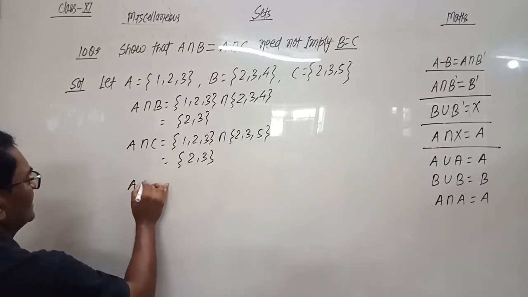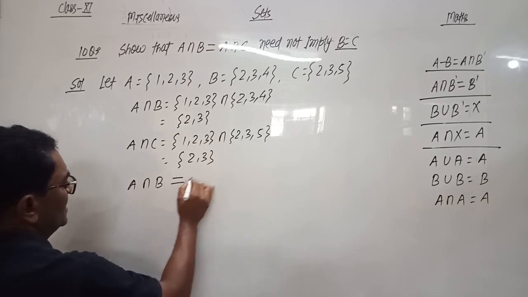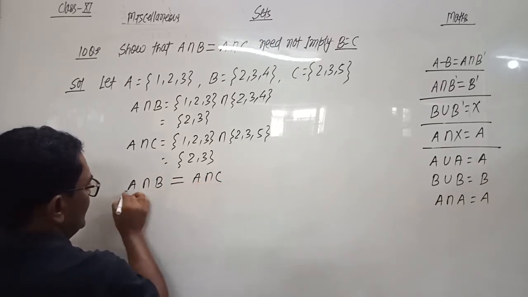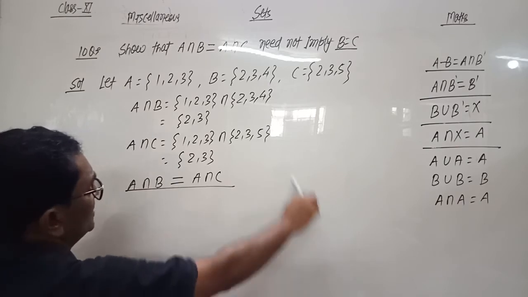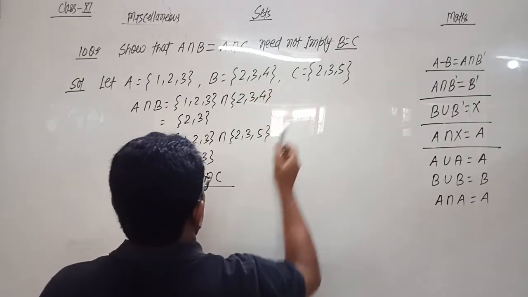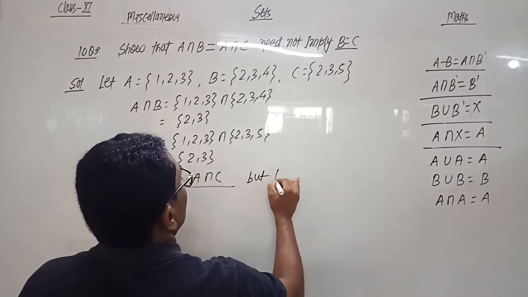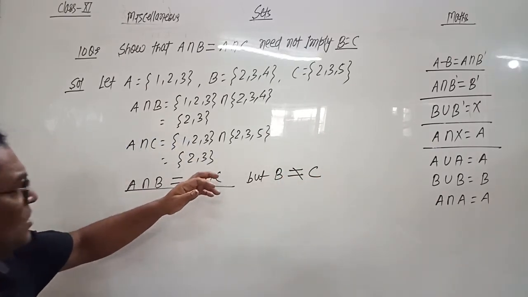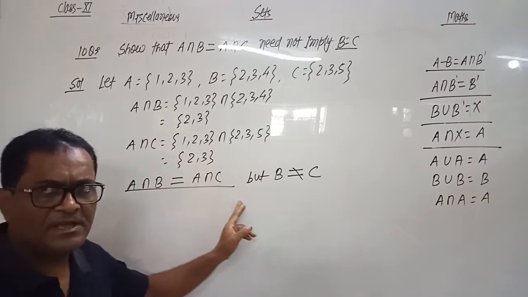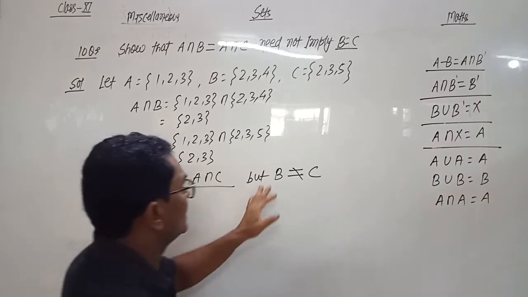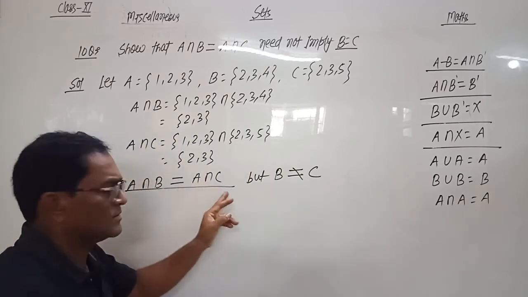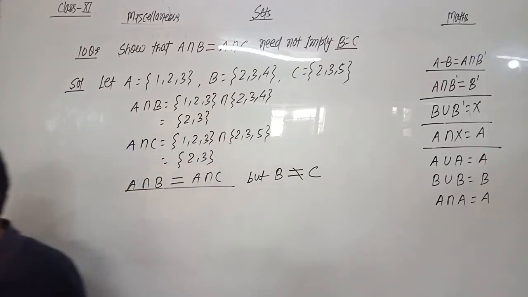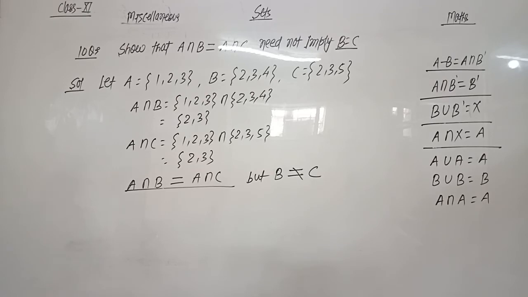So it is clear that A intersection B is equal to A intersection C, but B is not equal to C. So if A intersection B is equal to A intersection C, it doesn't mean that B equals C. B is not equal to C. Now the next question.